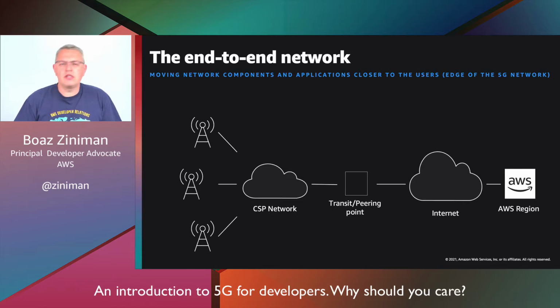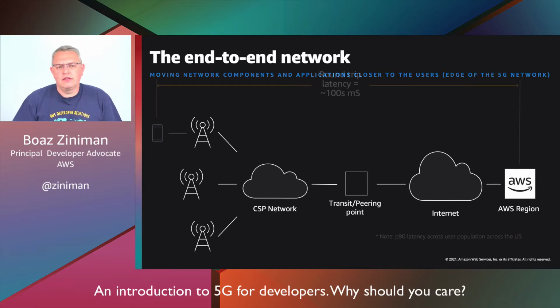You probably saw that before and you might be using it. Users are connected over cell towers or fixed lines, which can be home or enterprise lines, to a CSP. This is a communication service provider. We're going to use this term a lot during this talk. And this network transits through peering points, which then connect to the public internet, which in turn connects to AWS regions if you're using AWS.